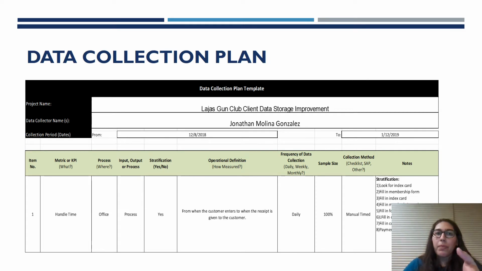For the project, our metric was the handle time of the process in the office. And this process itself was stratified or divided in steps, which are described on the notes area to the right side of the presentation. The collection of the data was going to be daily with a sample size of 100%, which means that every time a member came into the office, the handle time needed to be recorded.